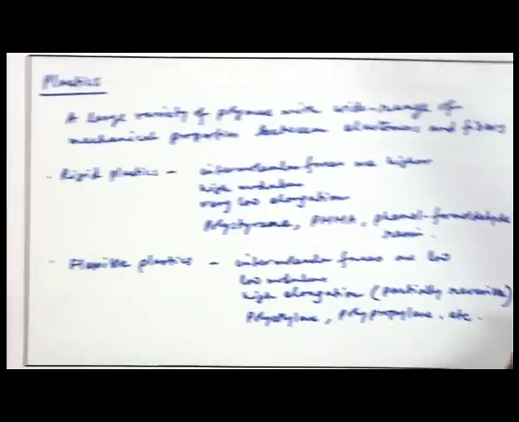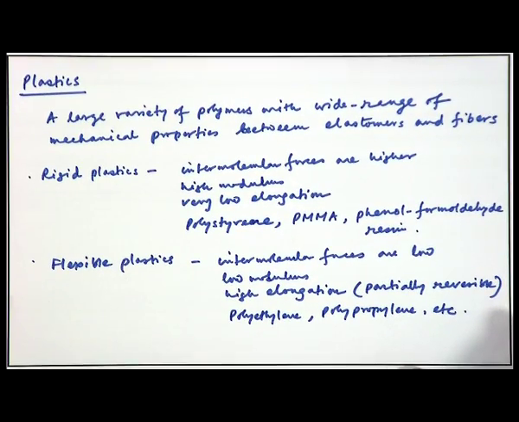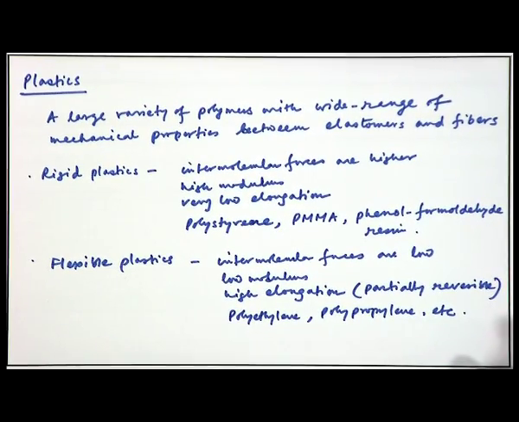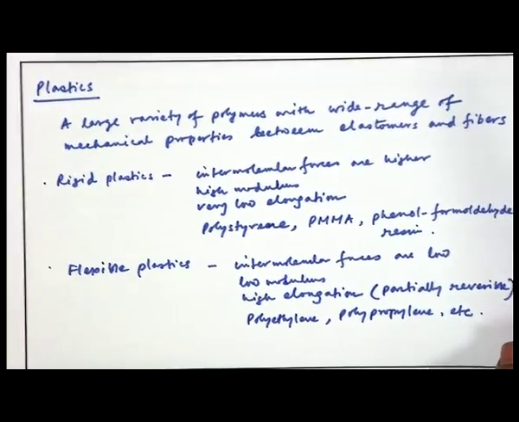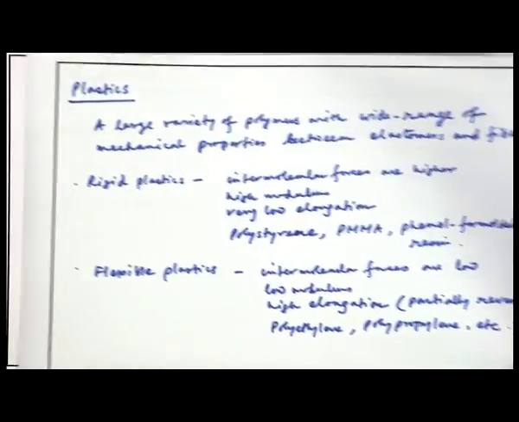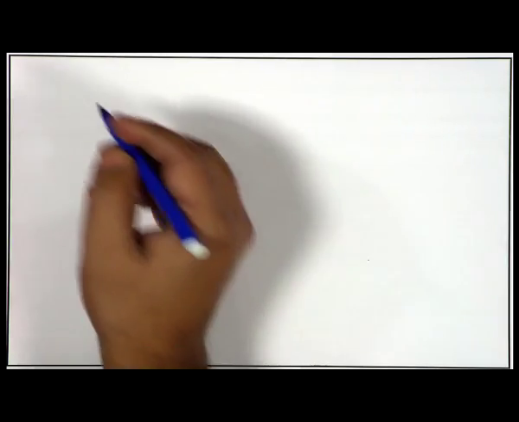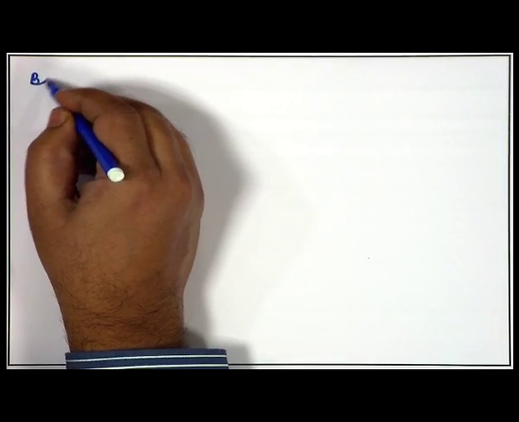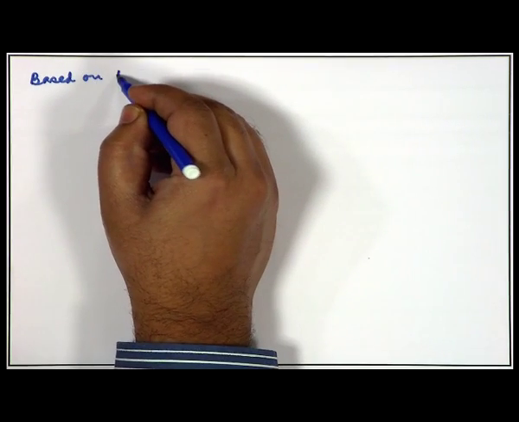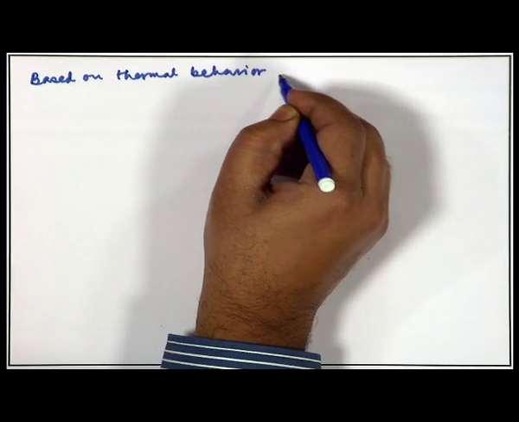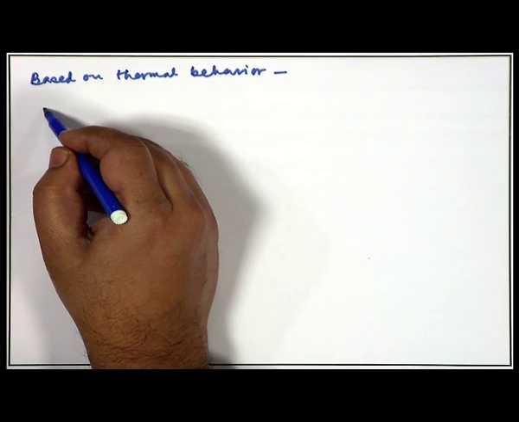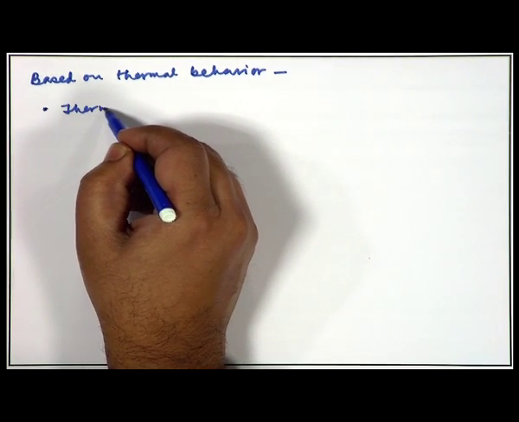Now, we have basically classified the polymers into three categories based on their mechanical behavior under stress, which are elastomers, fibers and plastics. We can further classify the plastics into two subcategories, which is based on thermal behavior. One would be thermoplastics.